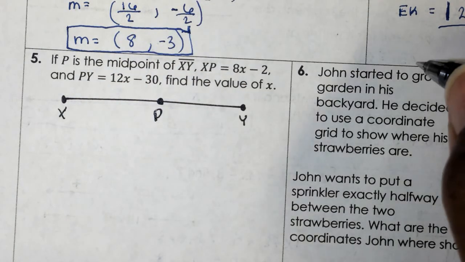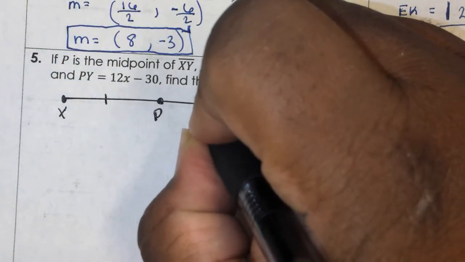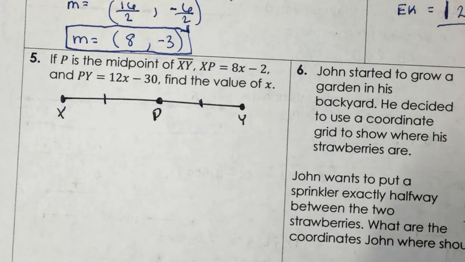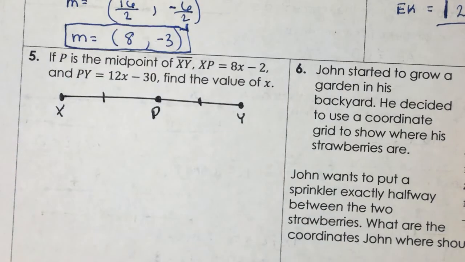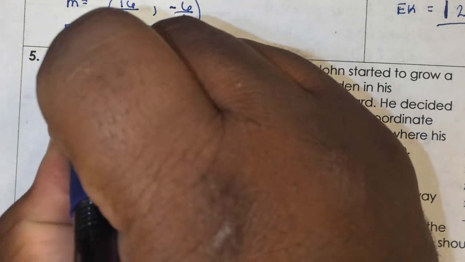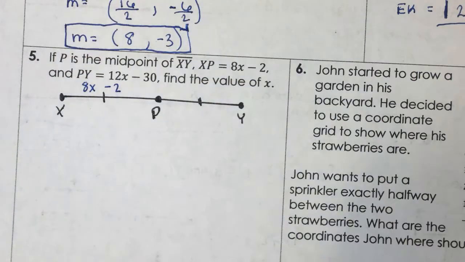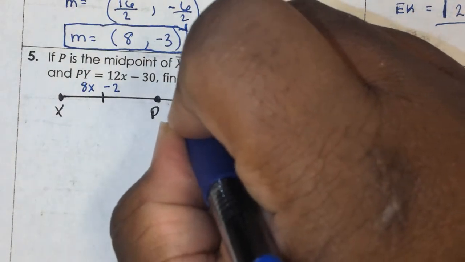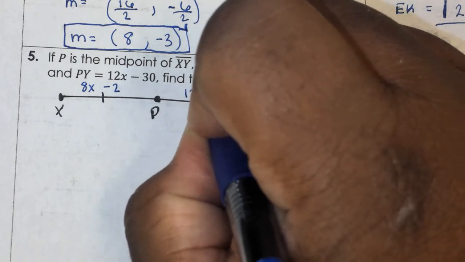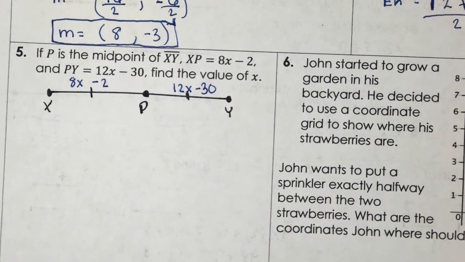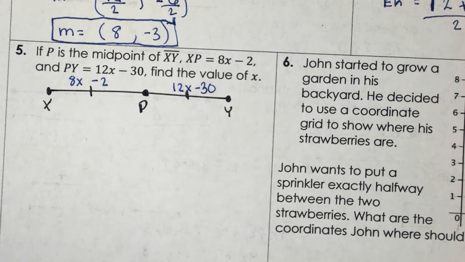And since I know it's the middle, I'm also going to show my markings here, showing that XP is congruent to PY. And then after that, they said XP is 8X minus 2. And then they said PY is 12X minus 30. So those are my lengths.